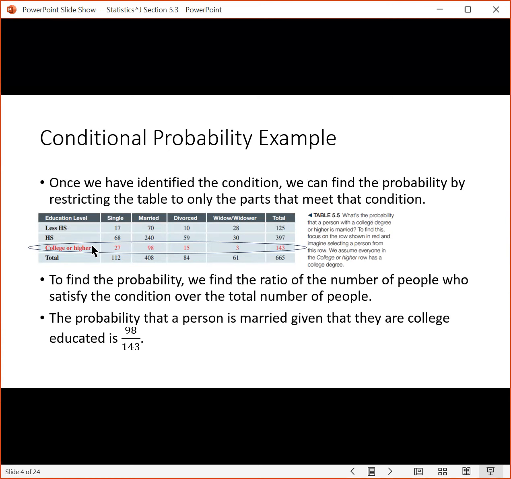And then from there, to find the probability, we'd use the exact same method that we did in the previous section, which is we look at the number of people who meet the criteria over the total number. In this case, we're being asked to find the probability that someone who is college educated is married. So there are 98 people who are married, and there are 143 who are college educated, and so that's our probability.